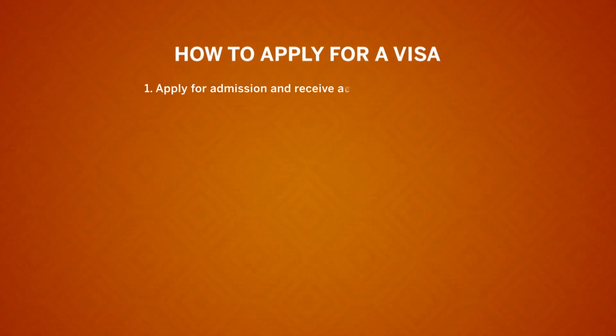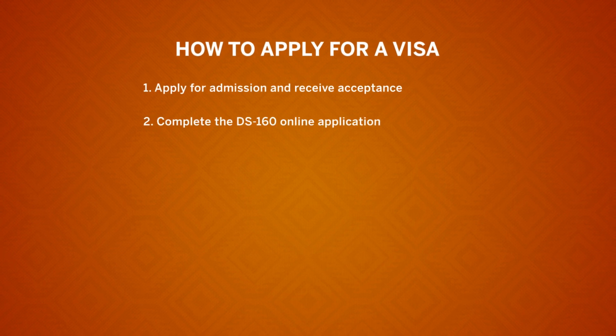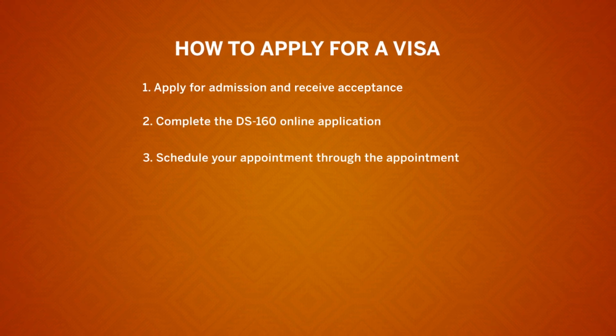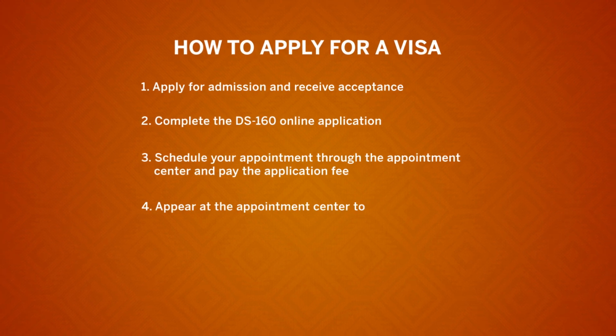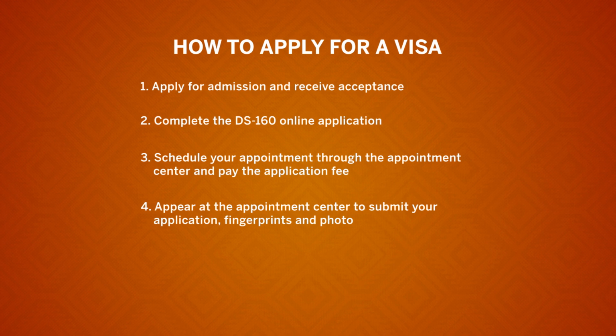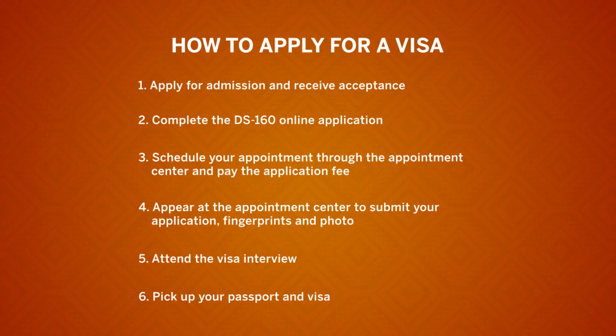Many students I talk to feel overwhelmed and confused about getting their F-1 student visa. However, if you follow all the steps carefully, it's actually quite simple. First, students should apply for admission and receive acceptance, complete the DS-160 online application, schedule your appointment through the appointment center and pay the application fee, appear at the appointment center to submit your application, fingerprints, and photo, attend the visa interview, pick up your passport and visa.